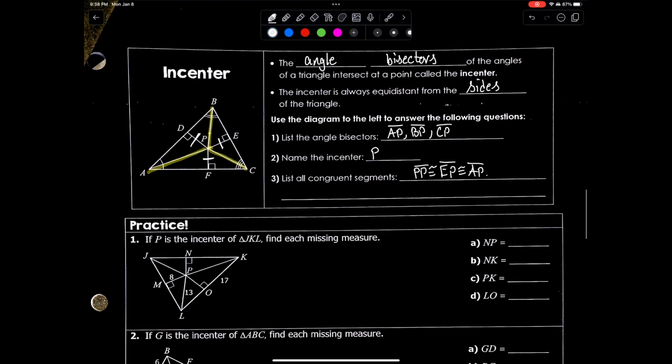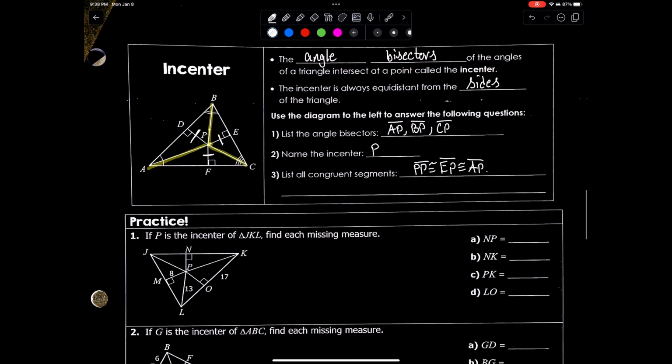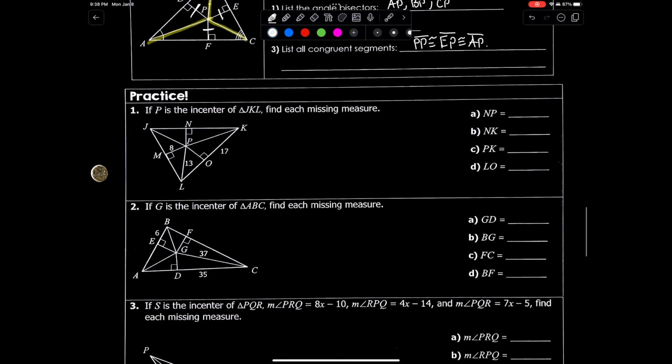So I'm going to go through really quick another one. We've got number 1. P is the incenter. That means we're dealing with angle bisectors. So if I want NP, well, that's the distance from the incenter to the side.